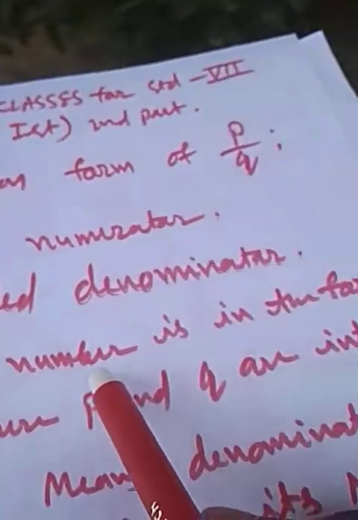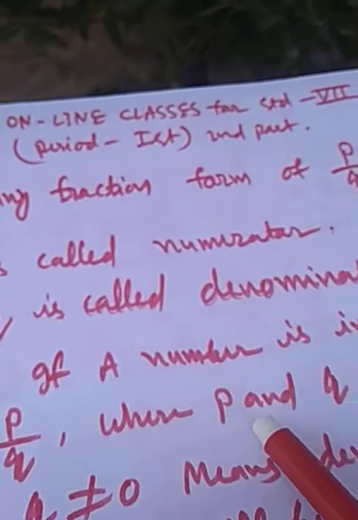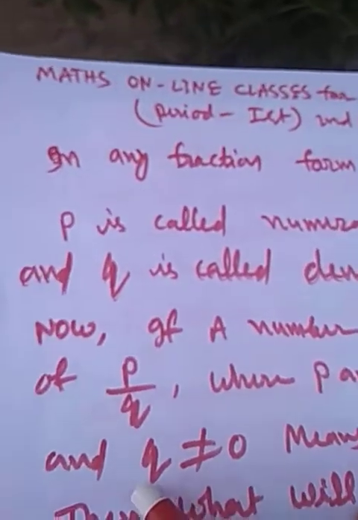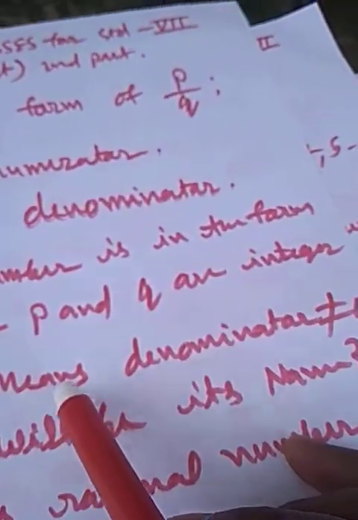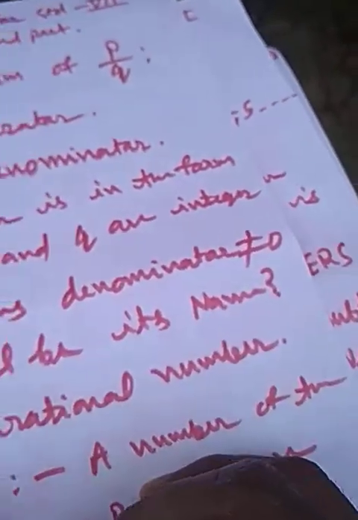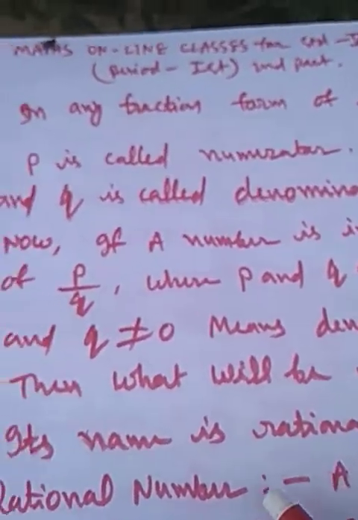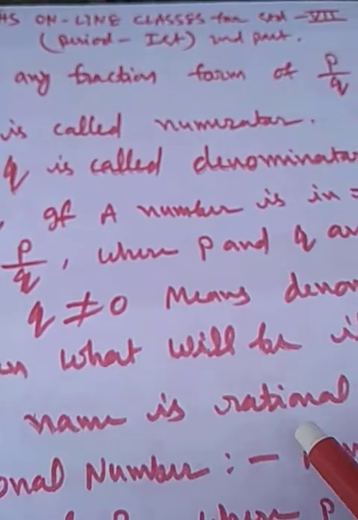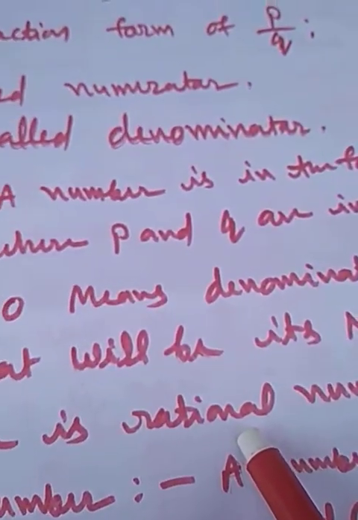a number is in the form of p by q, where p and q are integers and q does not equal 0, means denominator does not equal 0, then what will be its name? Its name is the rational number, and rational numbers is the chapter's name.